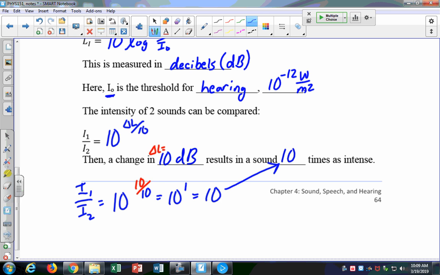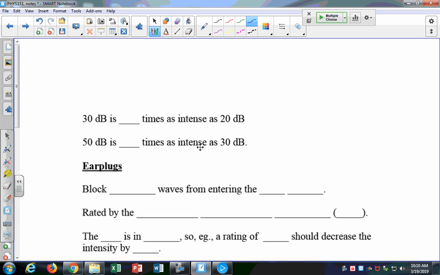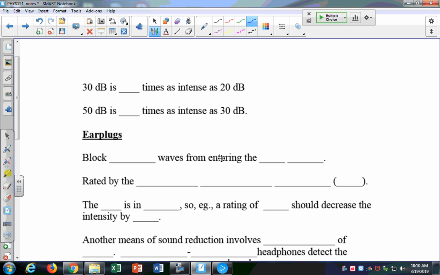So if I go from 40 decibels to 50 decibels, for example, that's an increase of 10 decibels. That means that my sound is going to be 10 times as intense. The intensity will be 10 times what it was. I've added 10 decibels, but my intensity is multiplied by a factor of 10. I'll show you some examples. Once you see it, it's easy.